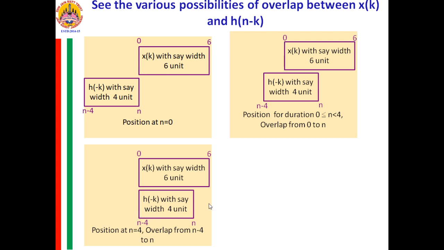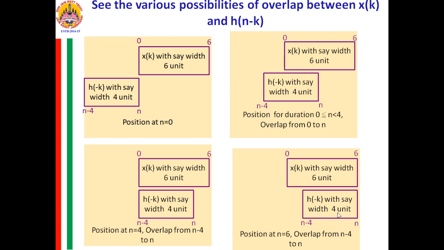Until I go on shifting it up to this unit, that is up to n equal to 6, if I go on shifting this h of minus k towards this side. So up to n equal to 6, this entire block of h of n minus k overlaps with this x[k]. Now in this duration, that is from 4 to 6, this entire block overlaps, and that overlapping is from this end to this end, that is from n minus 4 to n.